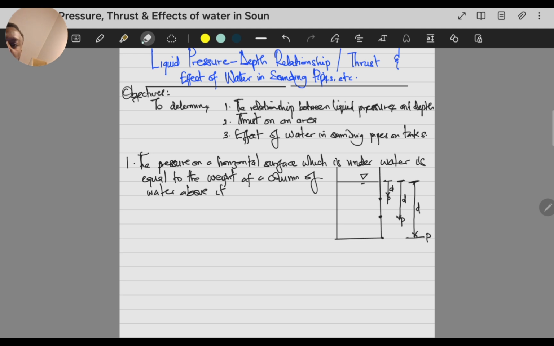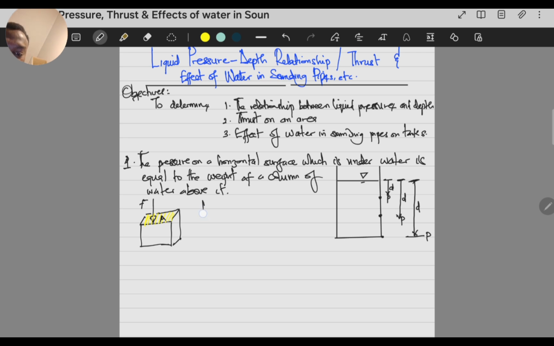Okay, so from the basic physics theory, we know that when pressure is acting on a surface, when a force is acting on a particular surface of this area, we say that pressure is equal to the force divided by the perpendicular area.